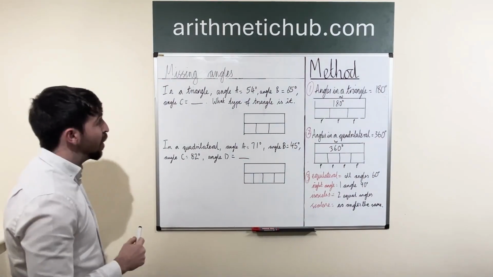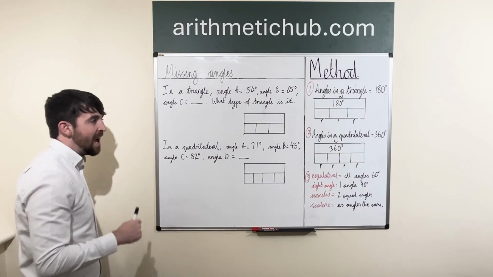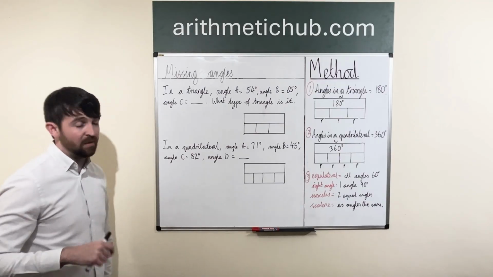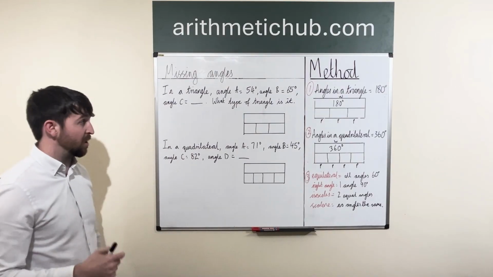Hi everyone, so today we're going to have a look at missing angles, and the missing angles are going to be in triangles and in quadrilaterals. A triangle is a three-sided 2D shape, a quadrilateral is a four-sided 2D shape.